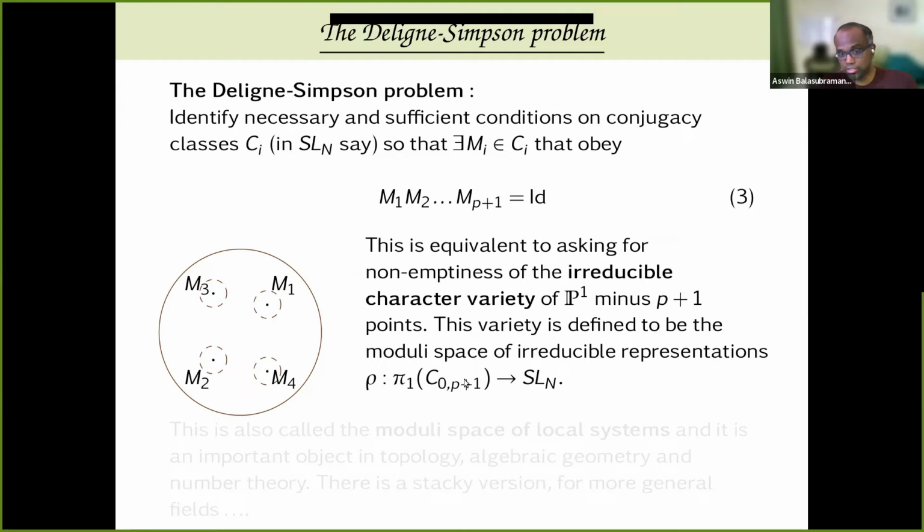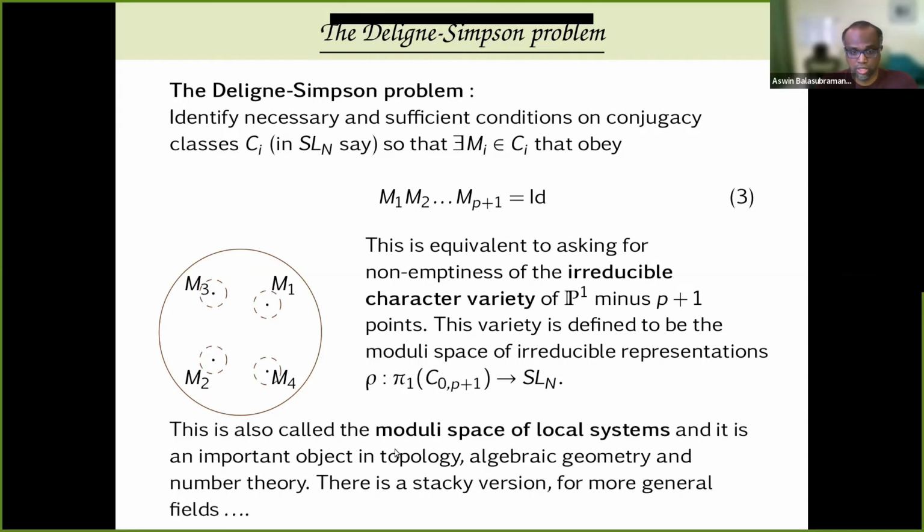But these generators are not all independent. They actually obey one relation, and that relation is exactly this equation 3 here. This problem in linear algebra that I was talking about has this extremely interesting geometric interpretation. For some historical reasons, this moduli space is also called the moduli space of local systems. And this is an important object in topology, algebraic geometry, and number theory.